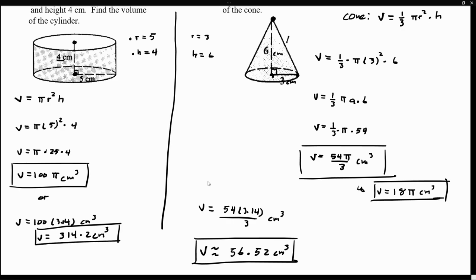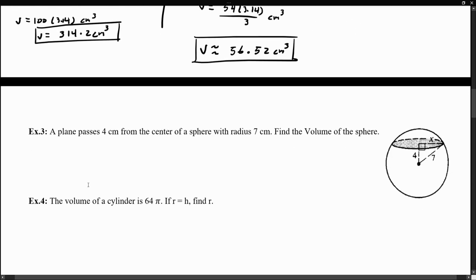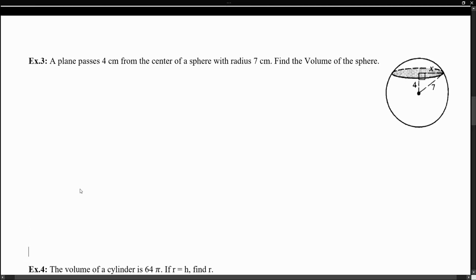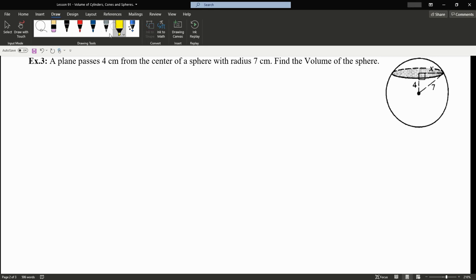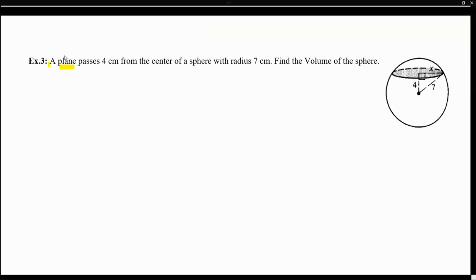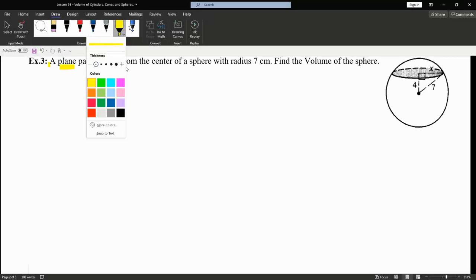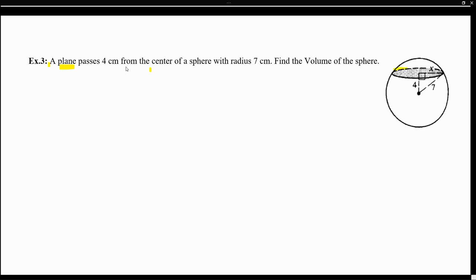So that covers cylinders, that covers cones. Let's just do one example of a sphere. So here notice, it says a plane passes 4 centimeters from the center of the sphere. And by a plane, we're talking about just a flat surface, which in this case is the plane that we are referring to. We're not talking about a physical plane, but a geometrical plane, which is just a flat surface.